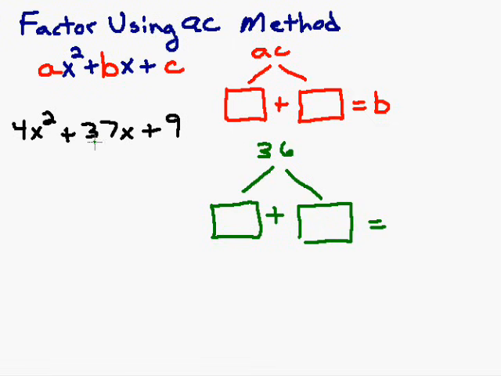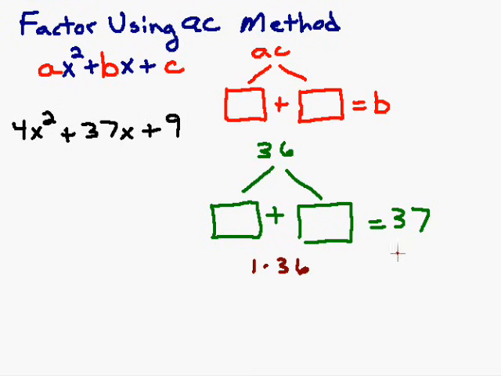And B is 37. So for this particular problem, we need to figure out two numbers that multiply to be 36 and add to be 37. So you could write out the things that multiply to be 36. You've got 1 times 36. Well, there it is right there, right? 1 plus 36 is 37.